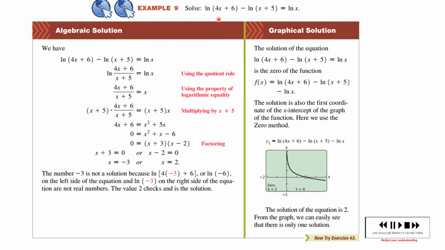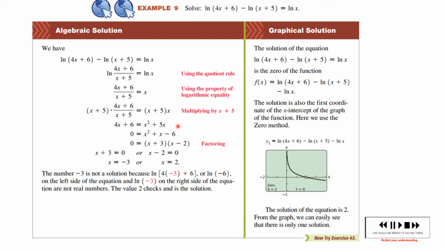Example 9. We have the natural logarithm of this expression minus the natural logarithm of this expression is the natural logarithm of x. So this is the logarithm of a quotient. Then I can raise both sides to the exponent, or use the one-to-one property. Let's just talk about the one-to-one property. Since the ln of something is equal to the ln of something else, the something equals the something else. I can solve this by multiplying all the way through by x plus 5.